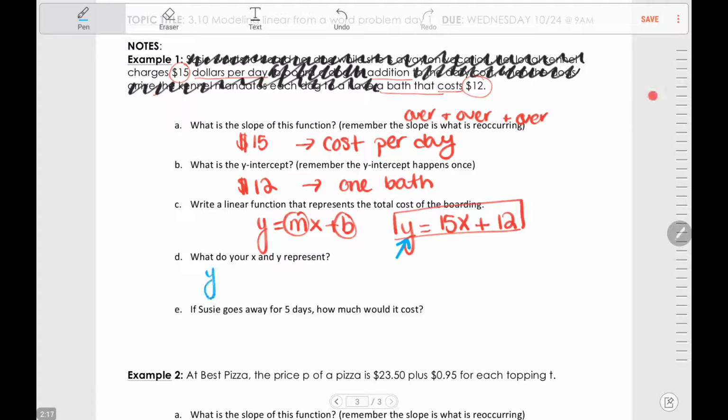So the y represents the total cost, and the x is being multiplied with the 15. And if we look back into our original word problem, it says $15 per day. So that means the x must represent the day.